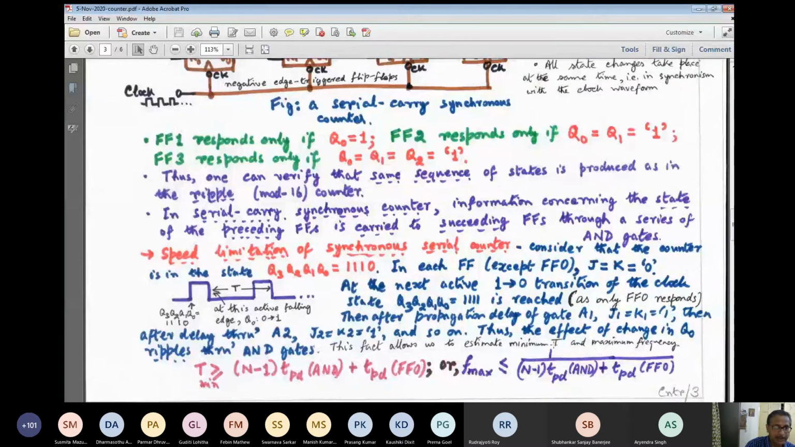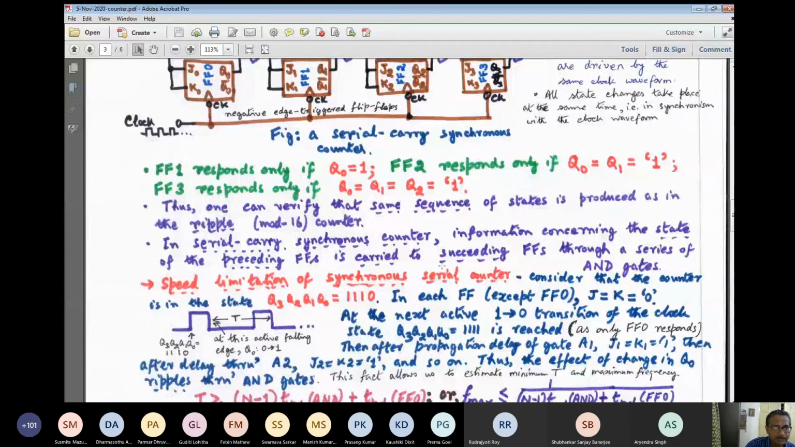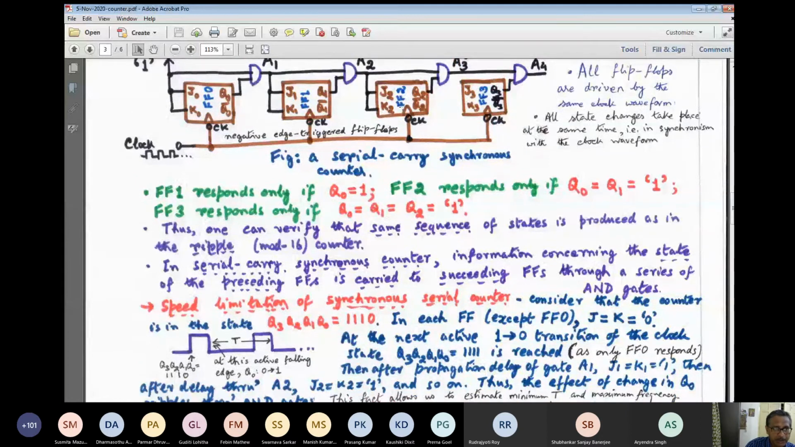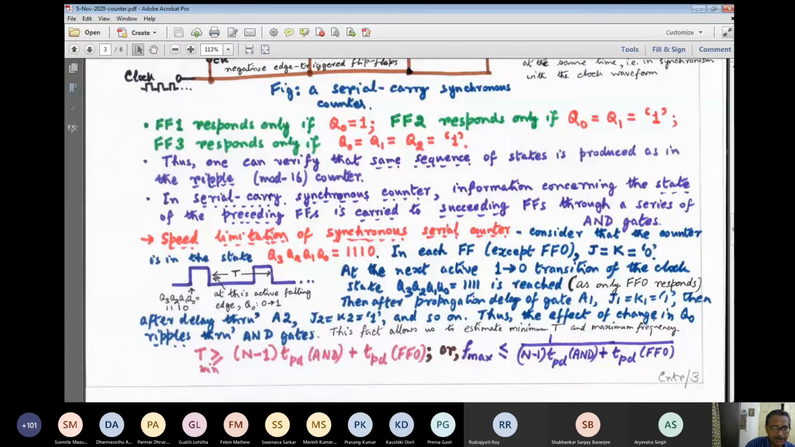So at the next active 1 to 0 transition of the clock, state Q3, Q2, Q1 will be reached as only the leftmost flip-flop responds. After the propagation delay of A1, meaning this AND gate, J1, K1 will become 1. After the propagation delay of A2, J2, K2 will become 1. After the propagation delay of A3, J3, K3 will become 1. So that's what I have written. So the effect of change ripples through the AND gates. This fact allows us to estimate the minimum time period of the clock and maximum frequency. So this is the minimum time period and this translates to the maximum frequency.